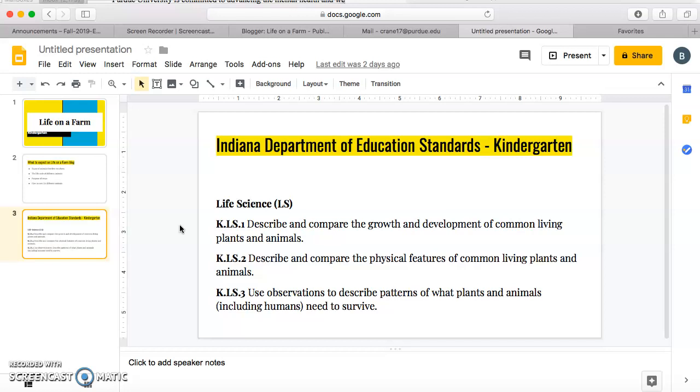Another thing they need to be able to do is use observations to describe patterns of what plants and animals need to survive. So, those are lots of different things that you can expect to be covered not only on my blog, but looking ahead into the website and other things we'll be doing this semester.